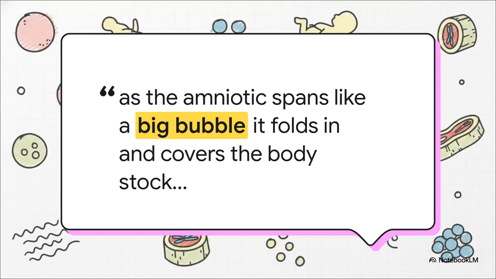Moving into week 4, the cells lining the amniotic cavity start churning out amniotic fluid. The cavity swells up dramatically, expanding literally like a giant bubble. And as it expands, it folds down and around the embryo, physically pushing those 3 totally separate structures, the body stalk, the vitelline duct, and the allantois, tightly together.